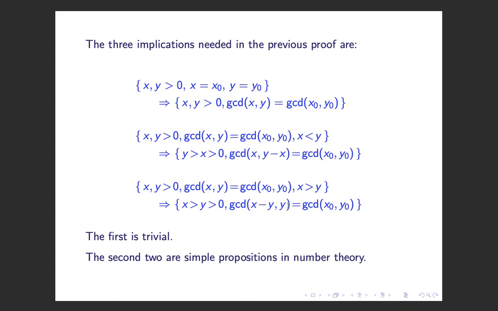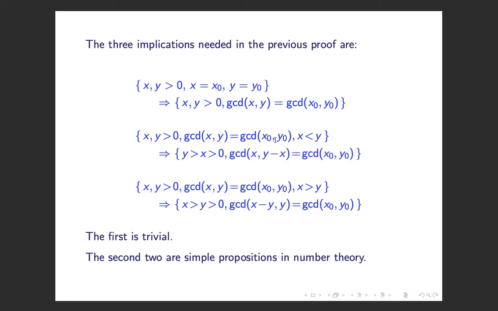Well, they are symmetric to each other. So we'll just look at this one, the one in the middle. This is saying that if we've got 2 numbers greater than 0 and x is less than y, then the greatest common divisor of x and y is the same as the greatest common divisor of x and y minus x. Because both these need to be the same number, which is the greatest.